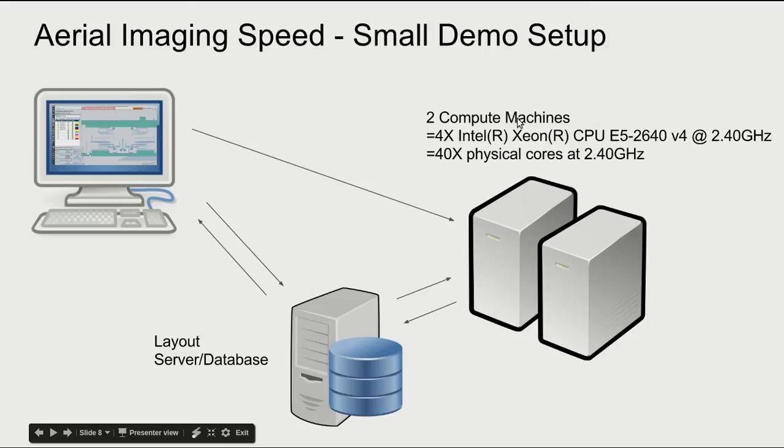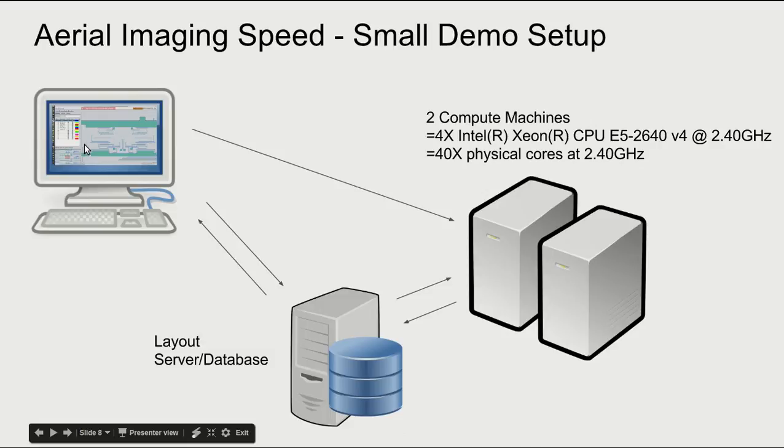Basically, there are two compute machines. These machines have two Xeon processors each, and there's two machines, so that's 4 processors total. Each one of those has 10 cores, so that's 40 physical cores at 2.4 gigahertz.